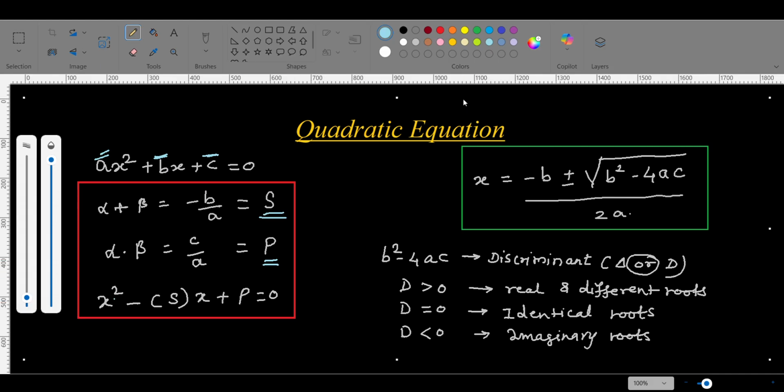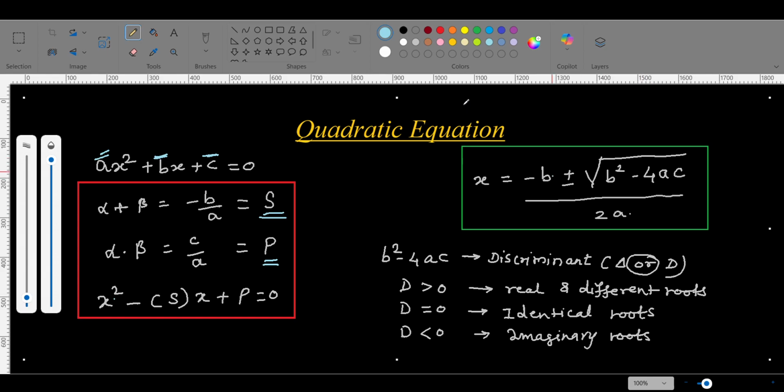The roots of the quadratic can be found using different methods or different ways to find the zeros or roots of the quadratic. One method to find the roots of the quadratic is using the quadratic formula. In this formula, we use x equals negative b plus or minus root over b squared minus 4ac, divided by 2a.